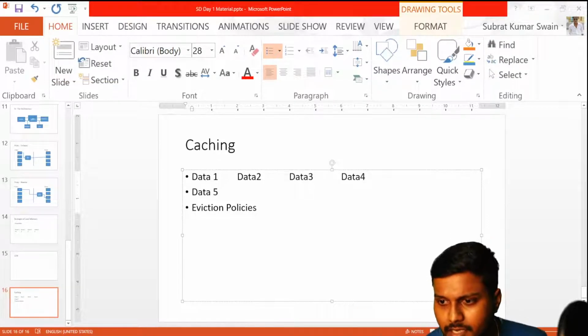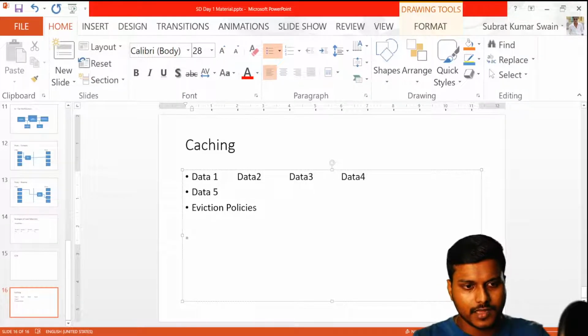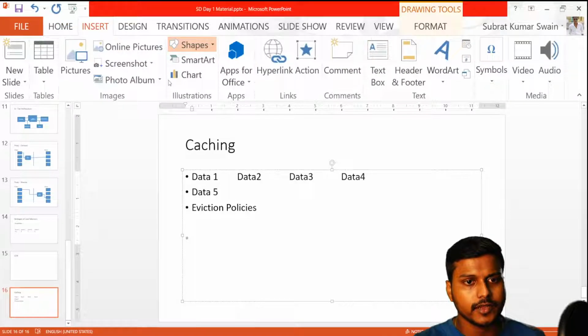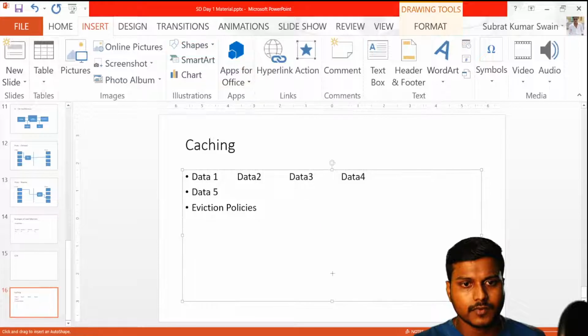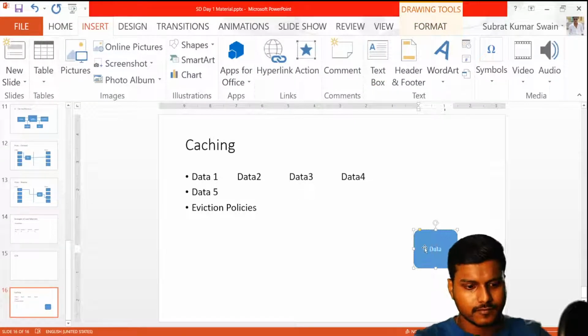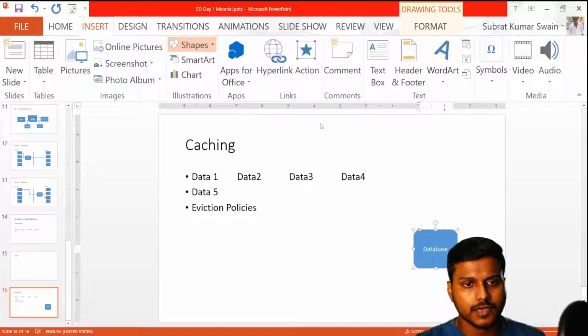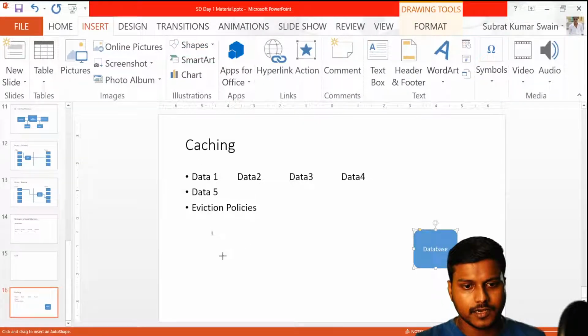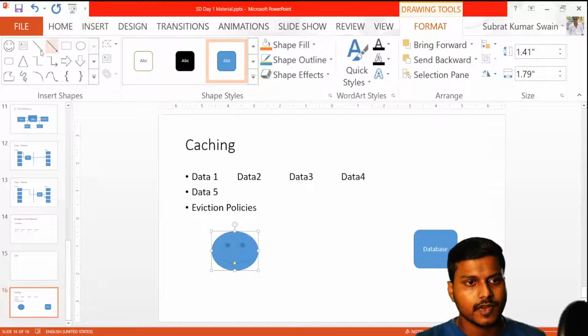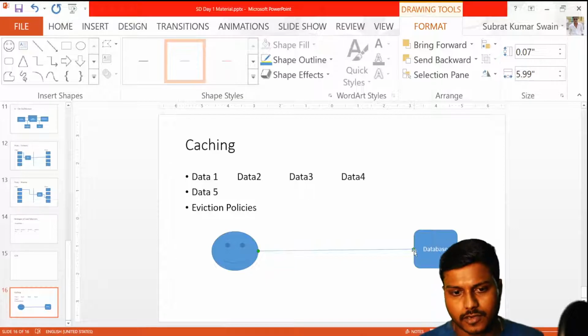Now caching. Caching is nothing but, I think I told you yesterday, anyway, I'll do it again. Let's say this is the database, and I have to fetch some data every time. Maybe this is the user. The user would try to fetch data from the database, not directly though, maybe through a server or something. That we have already discussed. I'm just trying to explain simply.